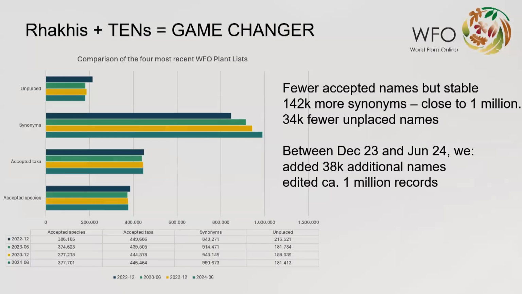Although the total number of accepted names has remained fairly stable, there's been a tremendous burst of activity. 142,000 more synonyms have been added only in the last 2 years, close to 1 million in total, and 34,000 fewer unplaced names are now in the database. In just the last 6 months, we added 38,000 names and edited almost 1 million records.